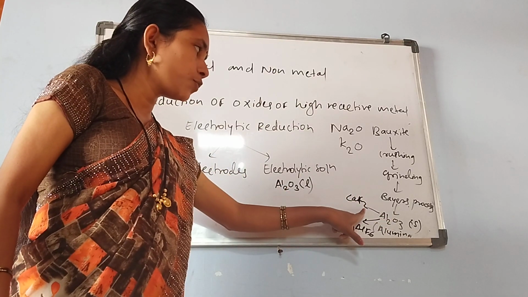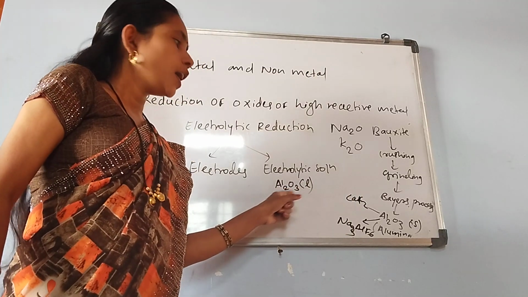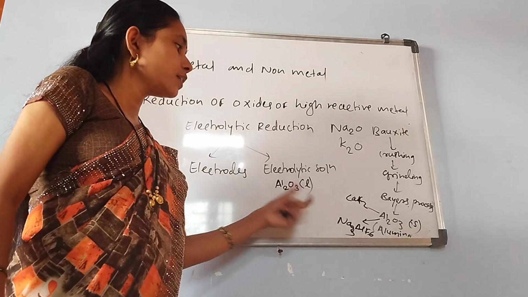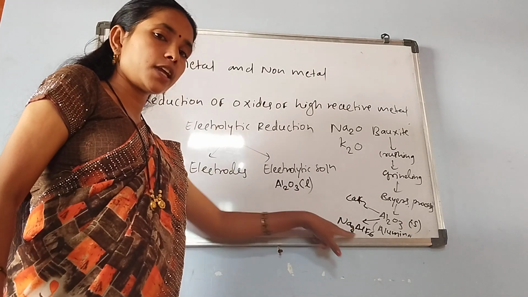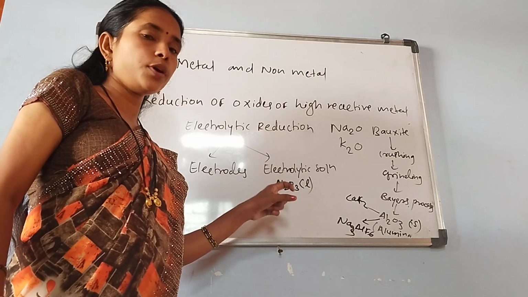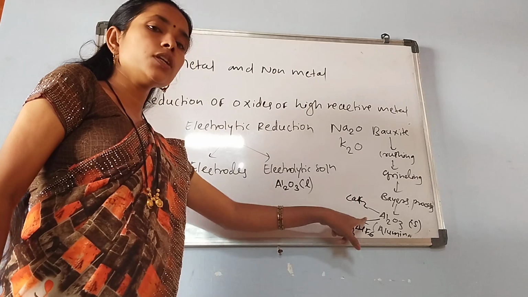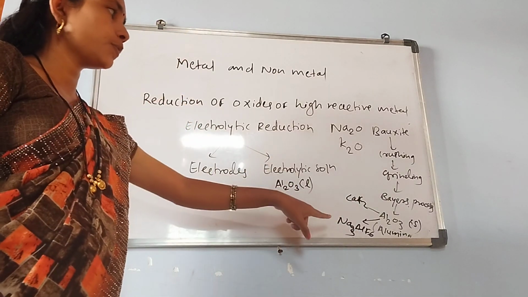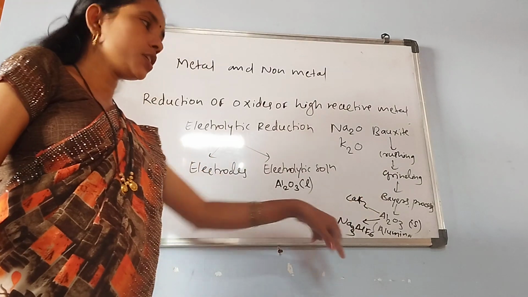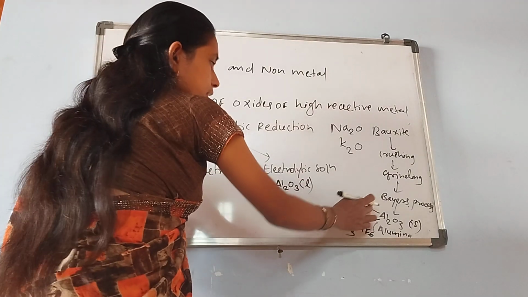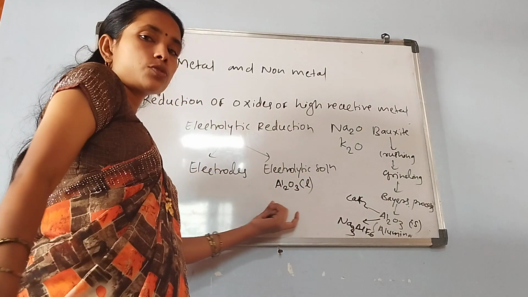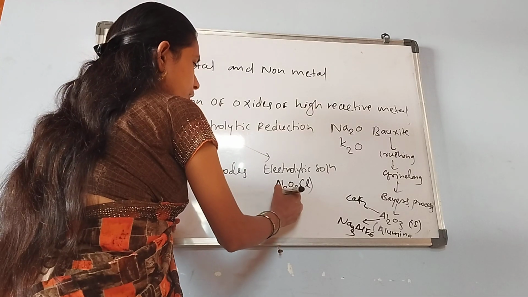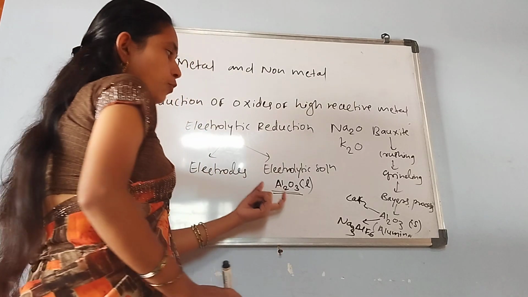By adding CaF2, we can reduce its melting point, and cryolite, Na3AlF6, we are adding to reduce its melting point, and fluorspar we are using for the conduction of electricity. For that purpose, we are adding both the agents. After adding these agents, it will become a liquid, molten form of Al2O3. So now we have taken Al2O3. This is in molten form.